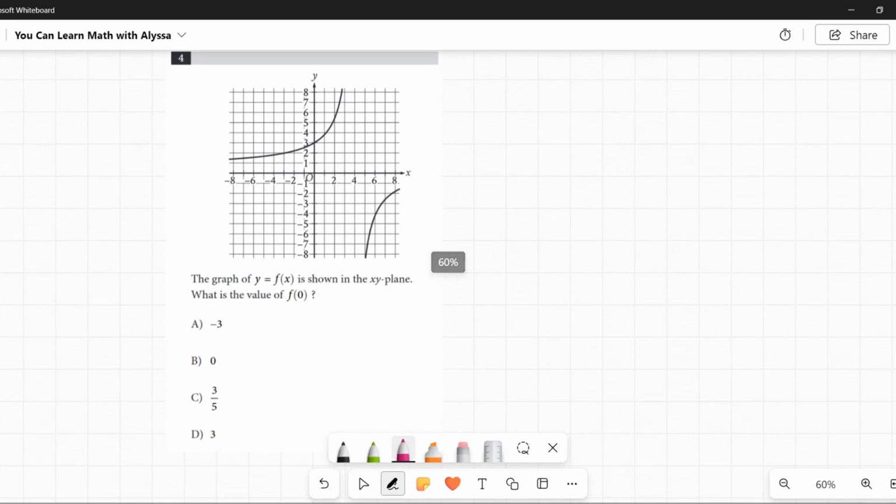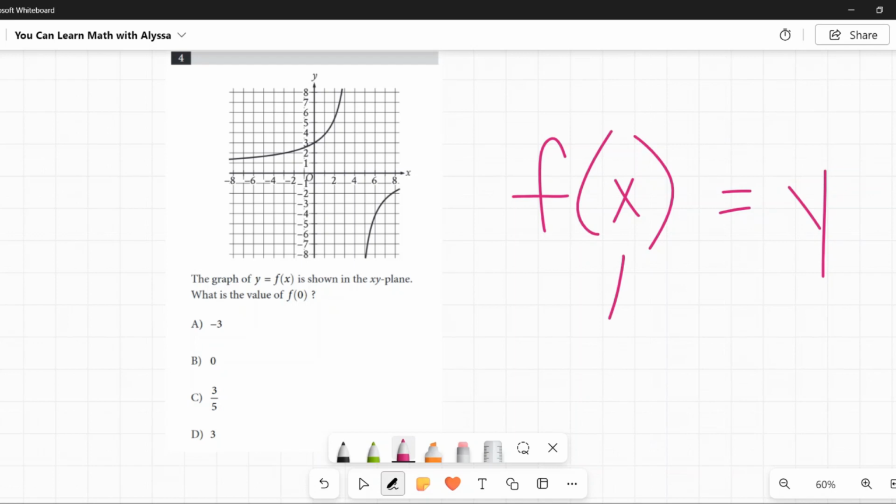All right, number 4, another graph. The graph of y equals f of x is shown in the xy plane. What is the value of f of 0? When we have a function, like in this case, we have f of x, y equals f of x. Any number that you put in for x, the output after it goes through this function is going to give you your y coordinate when you graph it. That's what this means. You pick an x, you plug it into this function, which they're not telling us what the function is. They're not giving us the exact function here. They're just telling us this is a function, f of x.